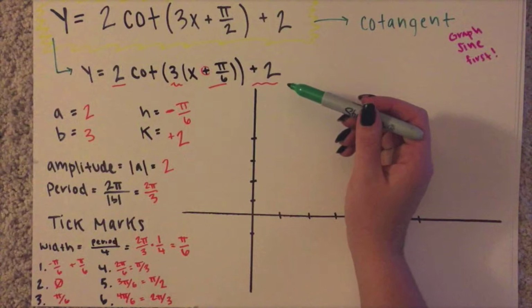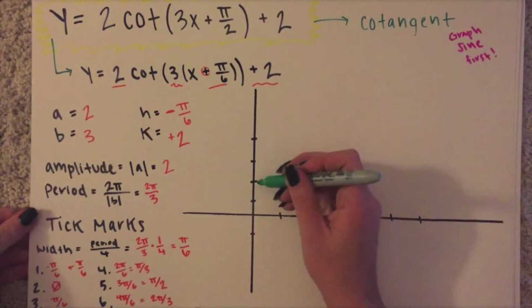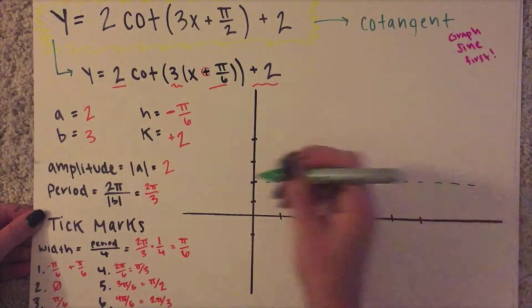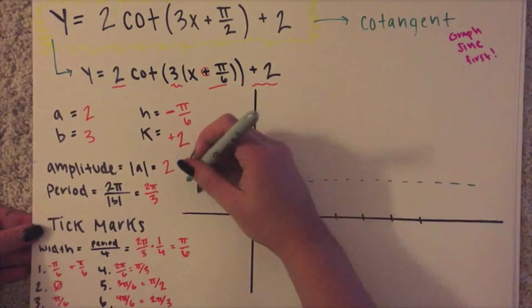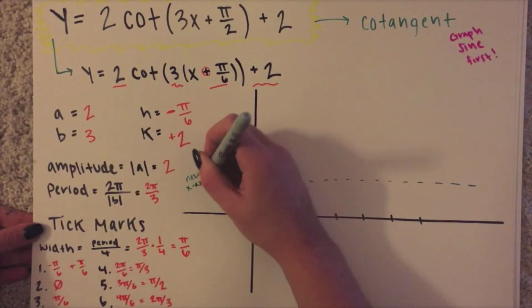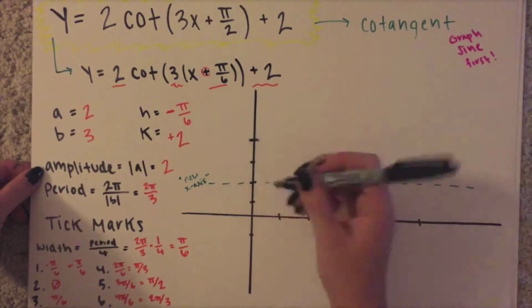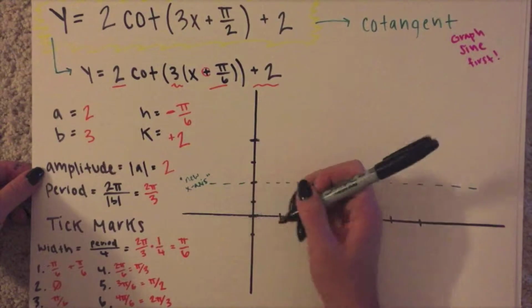So now we're going to go ahead and mark our new x-axis. So we want to look at the k value, which is positive 2, and go up 2 units to make our new x-axis. And since our amplitude is 2 as well, we're going to mark 2 units up and 2 units down.